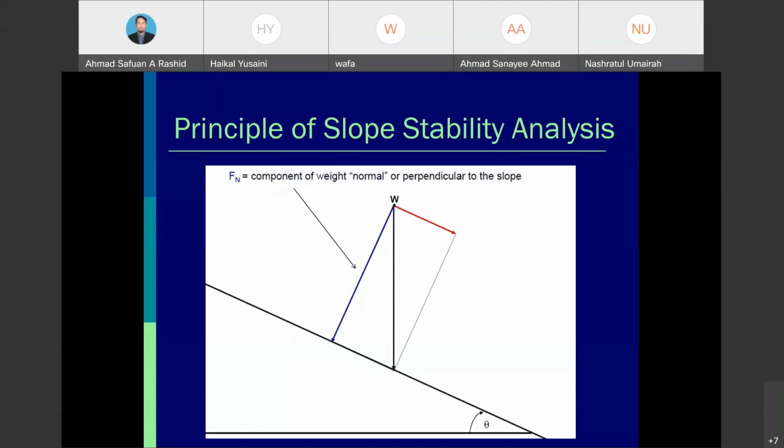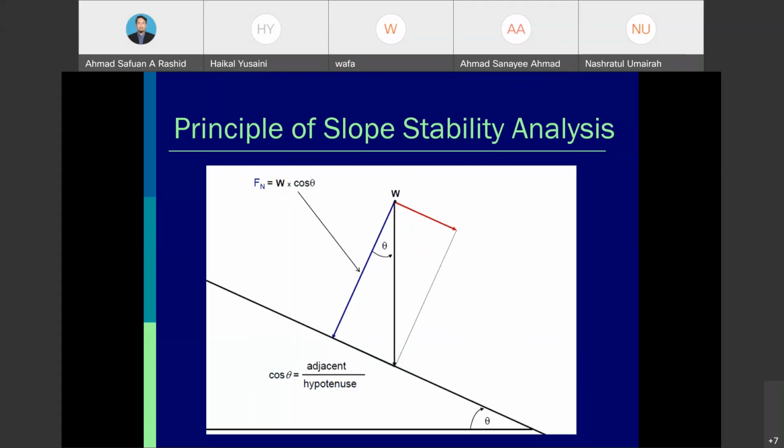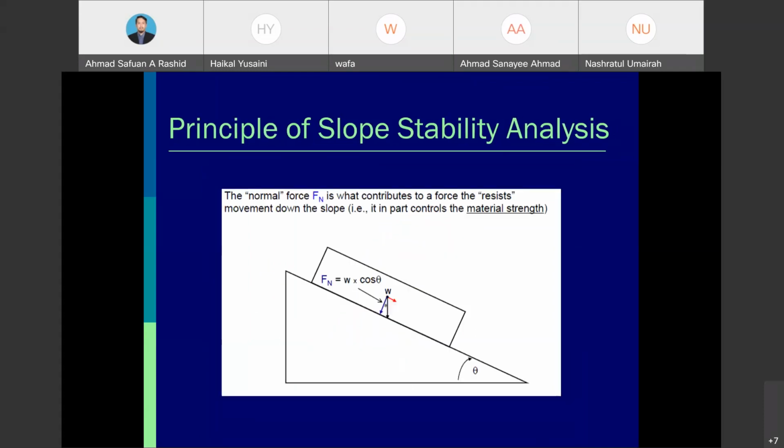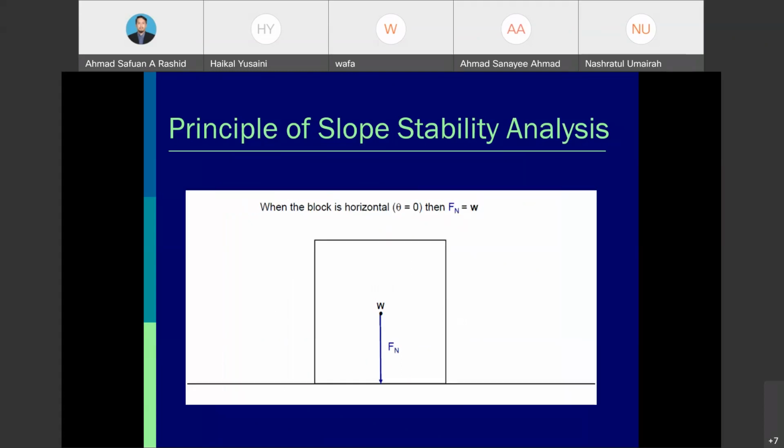So the component of the weight normal or perpendicular to the slope is the Fn. The normal force is what contributes to the force that resists movement down the slope. It in part controls the material strength. So when the block is horizontal, where theta is equal to 0, then Fn is equal to W, because cos 0 is 1.